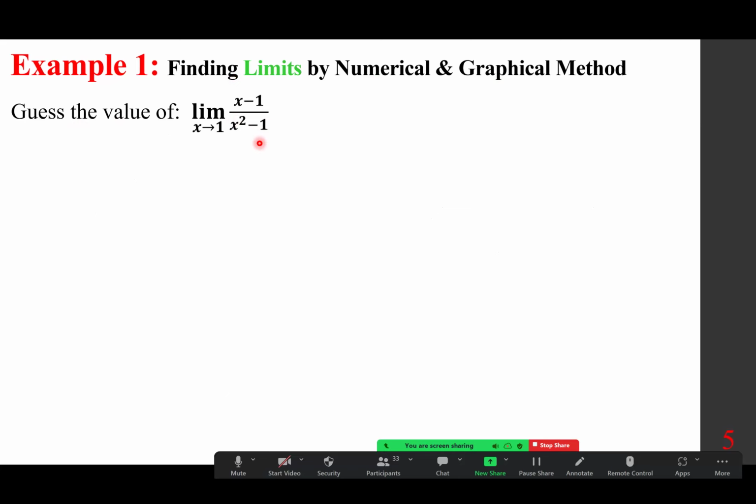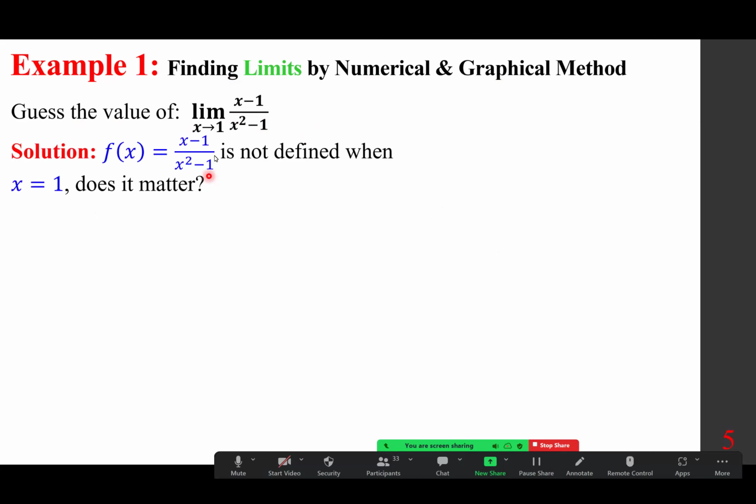As you can see, if you set the denominator equal to 0, x is 1 or negative 1. And so as x approaches 1, this is not defined. So how does the numerical method work? We start getting closer and closer to 1 from the left side of 1 and from the right side of 1.